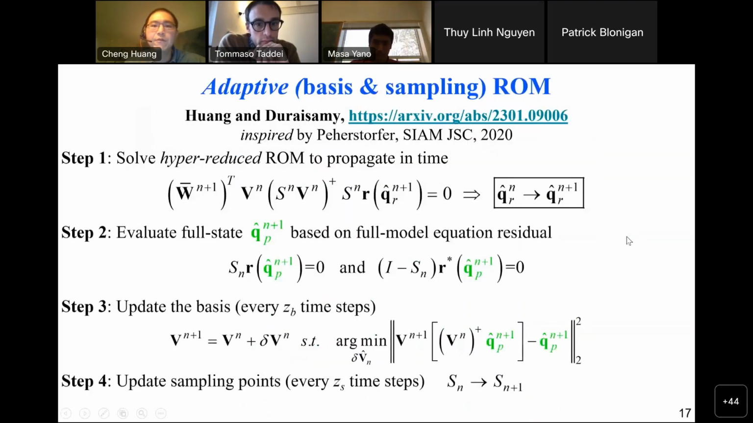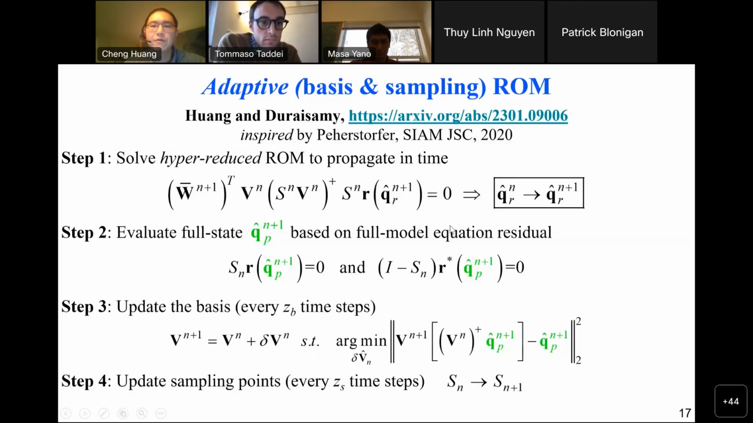Yeah, the preliminary method that I think we put together for this type of problem, just put that on arXiv here, is the adaptive method. And it's not just adapting the basis, we're also adapting the sampling points for the hyperreduction. But I don't want to go through all the details here. I will just leave it here for a minute.